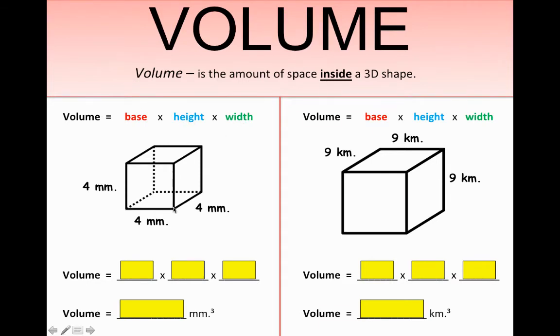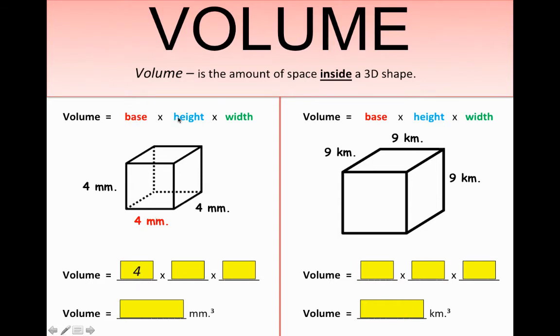So the base is going to be this one right here. We're trying to tie the colors in there together to make it a little bit more clear. The base is the horizontal side, the flat horizontal side. Since that's the base, you're going to plug that 4 right into that first spot for the base.